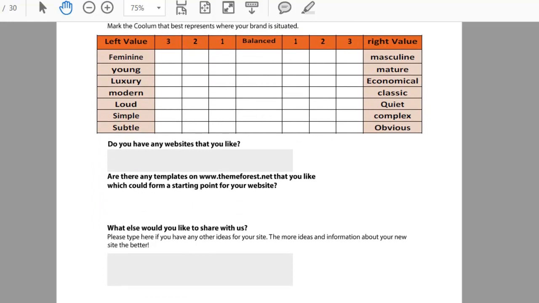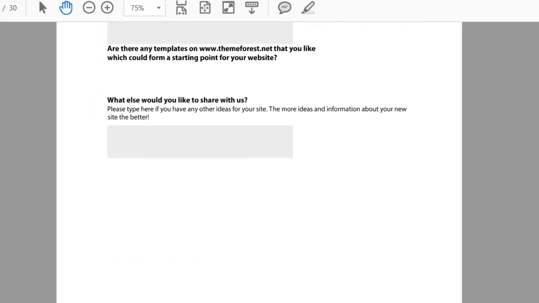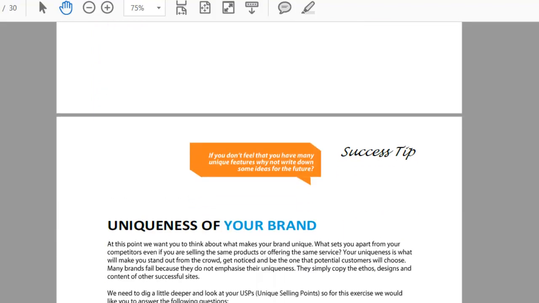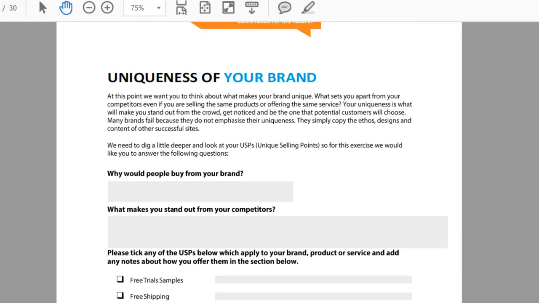Then we've just got an area there for what else would you like to share with us. So just put some information in there and that'll help your developer get a little bit more information as well. Then we go into the uniqueness of your brand. And this is where we get you thinking about what makes your brand unique. Normally we would go through this whole process with one of our clients on the planning calls, as we are working towards doing their website with them. But just work through this and think about why people would buy from your brand, what makes you stand out from your competitors, and then just go through and tick what we call the USPs, your unique selling propositions. That's all about what makes your brand unique in the marketplace.